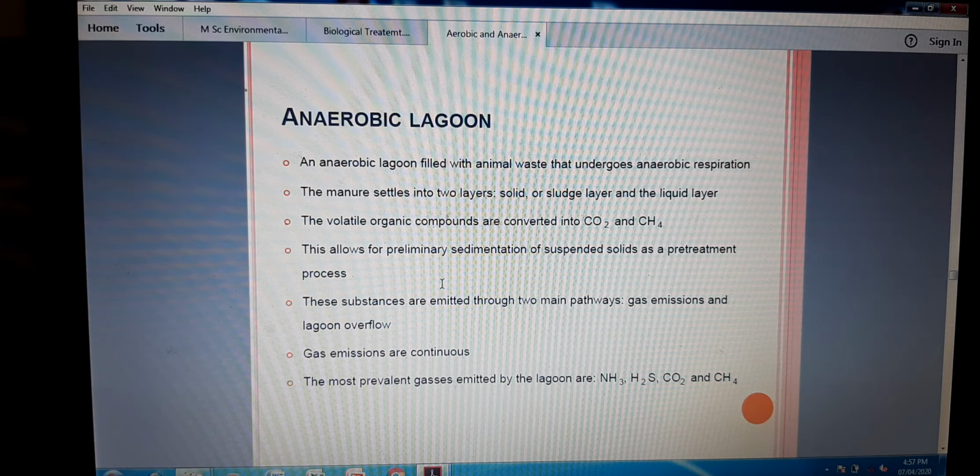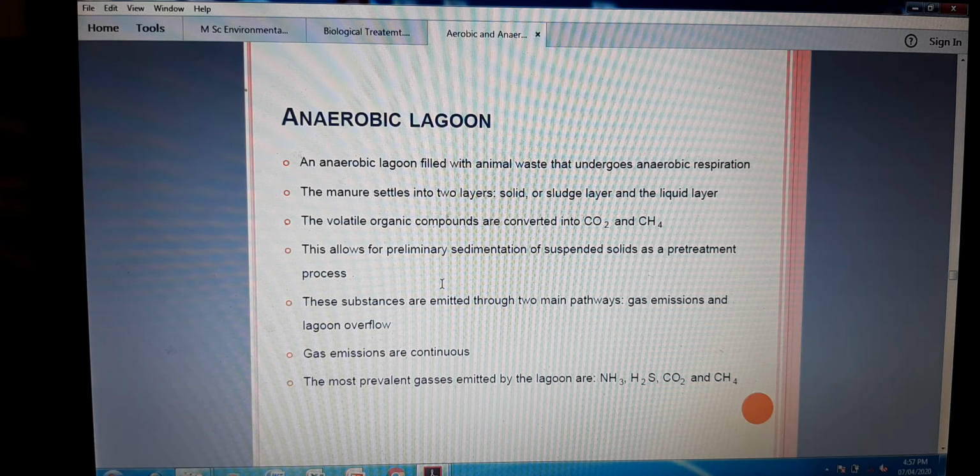So why is it filled with that animal waste? Most animals have their own bacteria that degrade waste. They are used for the degradation of organic matter from the wastewater, like fecal matter. The most common bacteria is E. coli, which degrades a large amount of the organic matter and converts it into simpler forms. This manure settles into two layers, the solid or sludge layer, and the liquid layer.